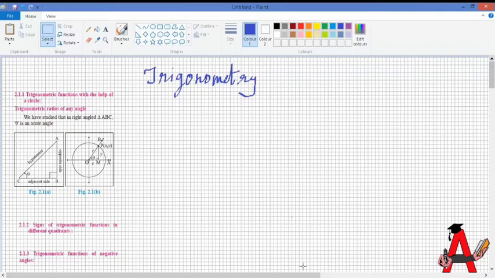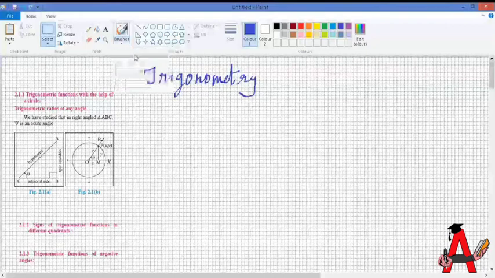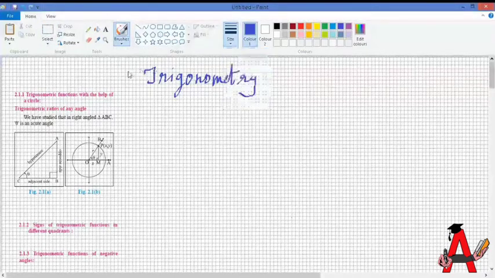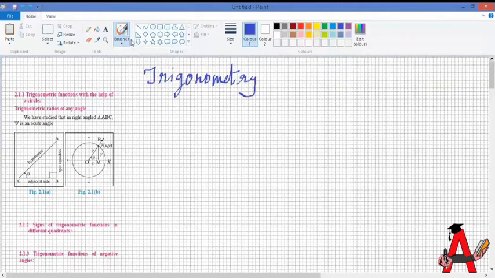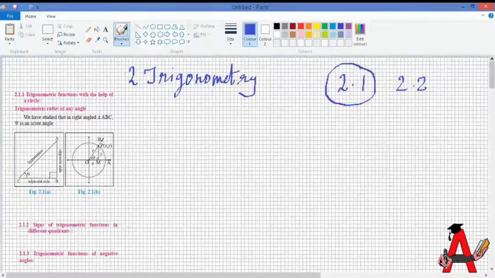Hello everyone. Today we're going to discuss the second chapter in standard 11, which is called trigonometric functions. There are two chapters on trigonometry: trigonometry 1 and trigonometry 2. We're going to discuss the first of the two, trigonometry 1. This chapter in 11 science has two exercises, exercise 2.1 and exercise 2.2. Today, we're going to focus on 2.1.